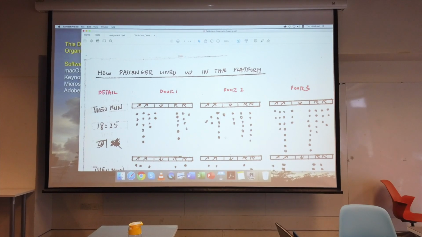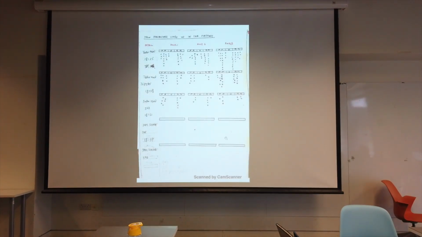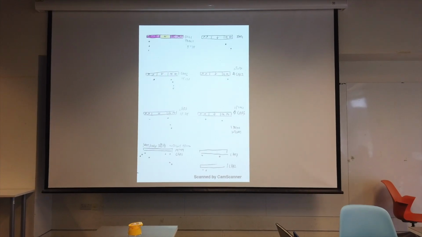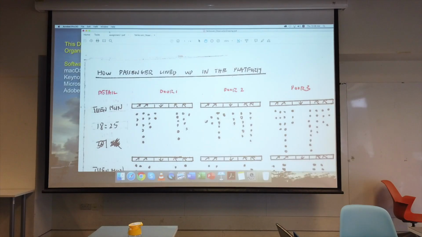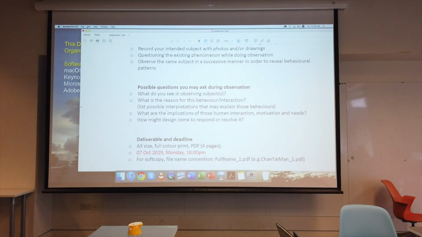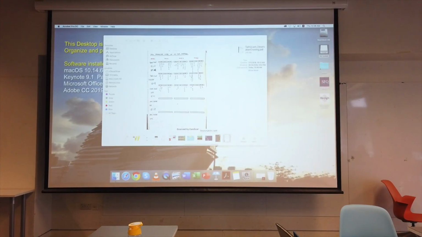So this is the notebook. This is the student book the student also sent me. Okay, I think the last one.